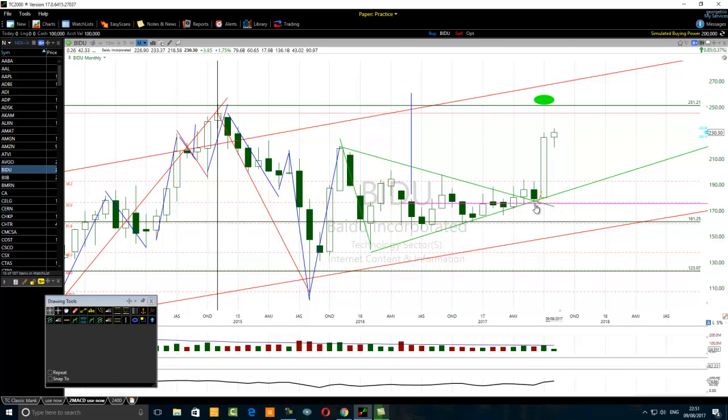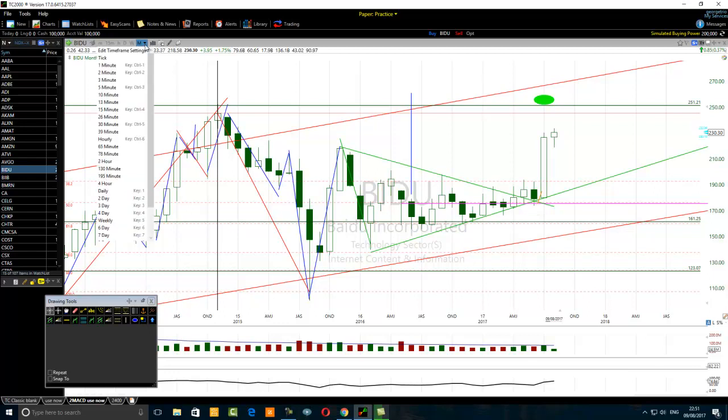If you are stuck on the daily chart, you can see that on the daily chart, people are doing all sorts of things. But if you wait on the monthly chart, you'll see that on the monthly chart, we have the triangle.